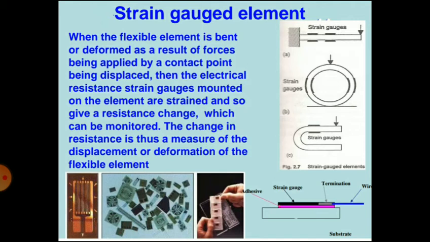So, the first diagram that you can see has a cantilever, on which the strain gauges are mounted. One form of displacement sensor has strain gauges attached to a flexible element in the form of cantilevers, rings, or U shapes. You can see the three diagrams A, B, C.